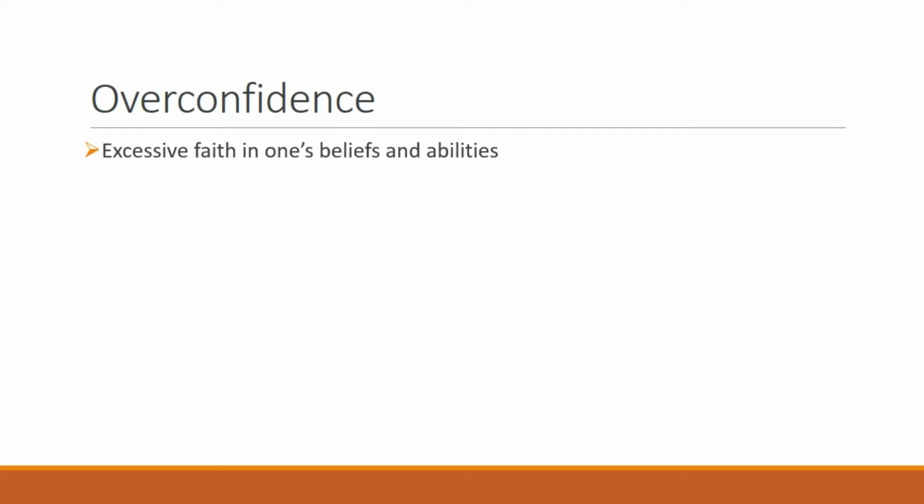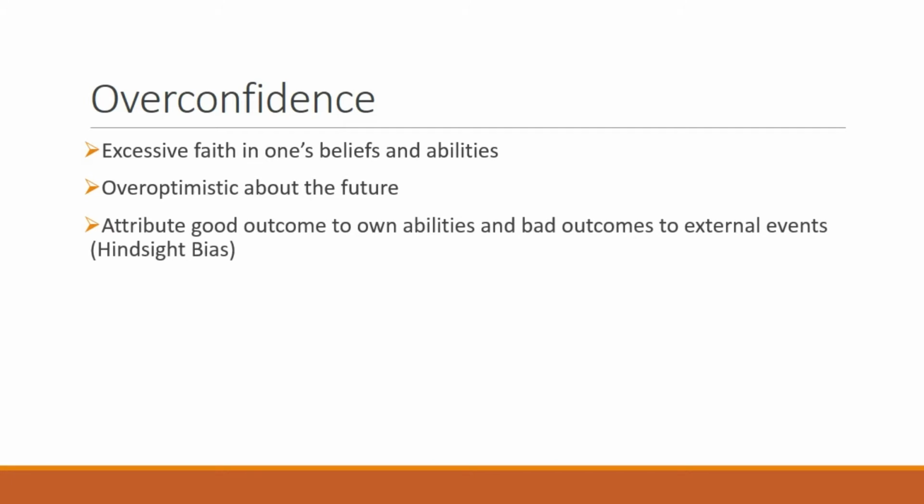Overconfidence is a tendency to place excessive faith in our own beliefs and abilities. Overconfidence results in exaggeration of our own skill and the denial of the role of chance or external events. This in turn causes over-optimism about our abilities to predict the future. Another outcome of overconfidence is that we attribute good outcomes to our own abilities and bad outcomes to external events. We also have a tendency to look at the past and create stories that make the past seem inevitable.